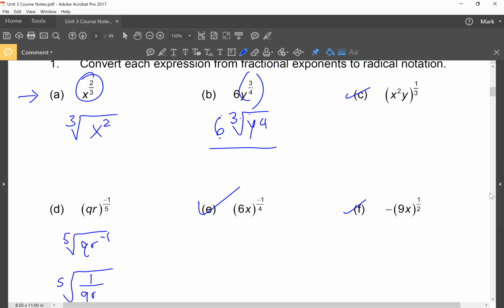Okay, so for question number C, there are brackets. So I'm going to take the whole thing. I'm going to put a 3 here, and I'm going to go x squared y. That's it for number C.